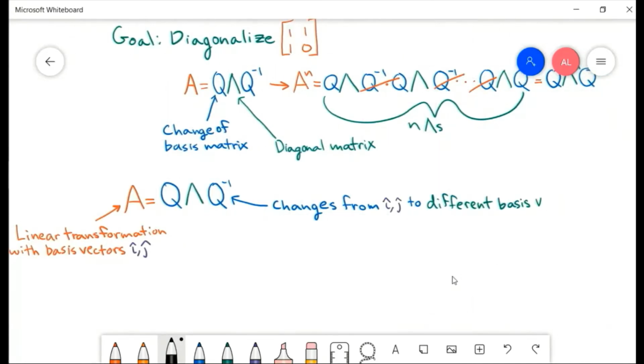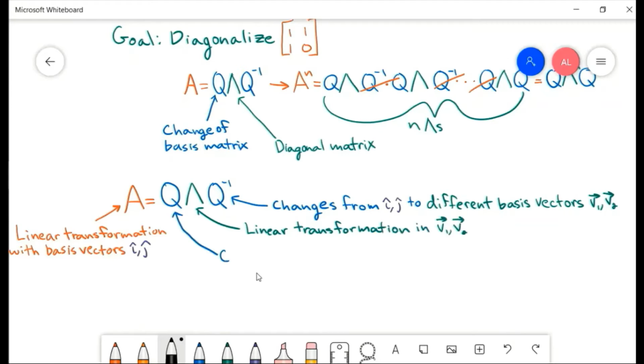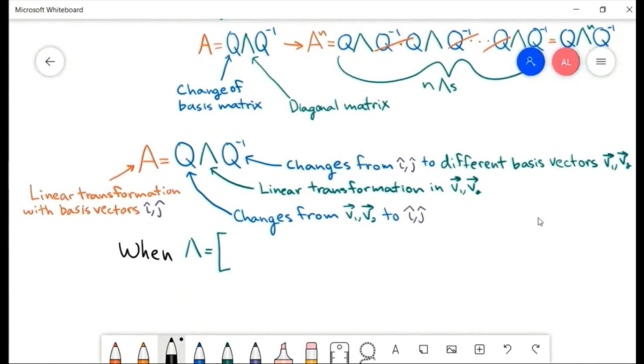And let's call these just any vectors, v1, v2. And these v1, v2 are the columns of Q. And then lambda is a linear transformation, but in our new basis vector system. And then Q changes back to our old basis vector system. So in other words, we first change to a new set of basis vectors, do our transformation in that set of basis vectors, and then change back to our old set of basis vectors.